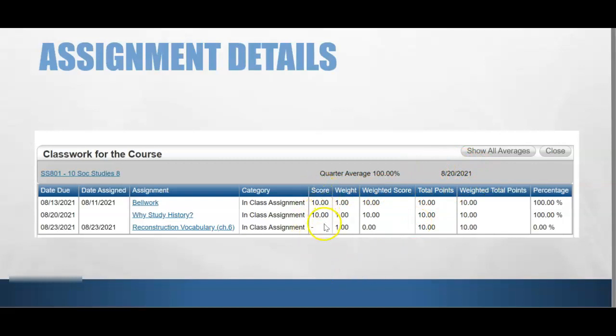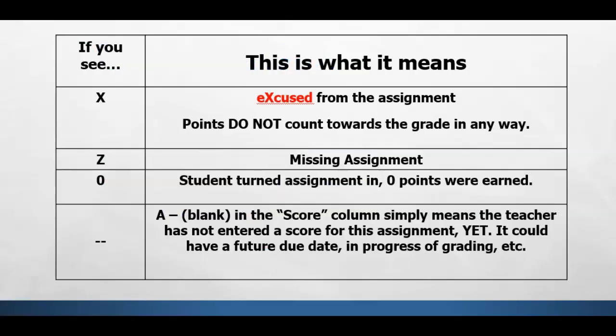Within the score range, this is where you get details for individual assignments. A couple key things to note. If you see a dash, that means that it has not had a grade entered into it yet. We do realize it shows as a 0 over on the right under percentage, but that is not calculated into the student grade. A couple other indicators that you might see: the X means that a student is excused. The points do not count towards the student grade in a positive or negative way.